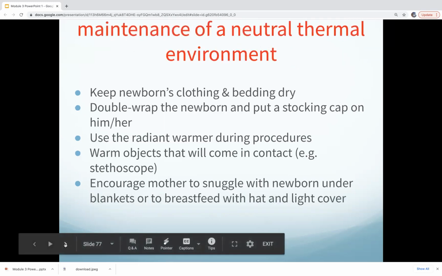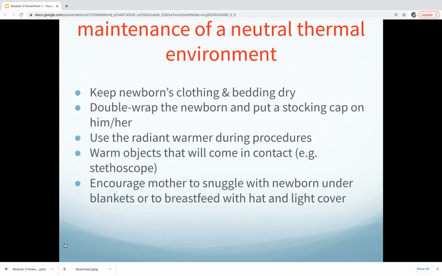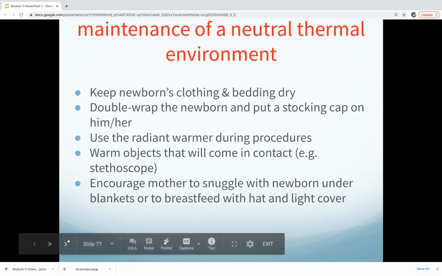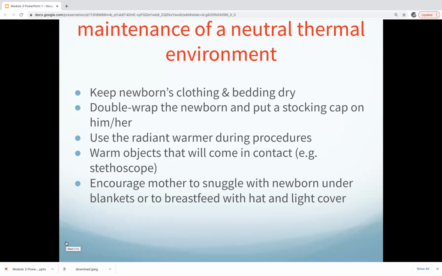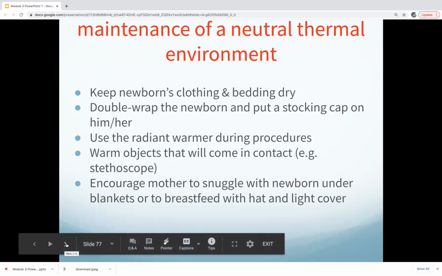Maintaining that normal, neutral thermal environment. I think we talked about that pretty much already, keeping that baby warm. So I won't go into it. But one thing I do want to mention, and this isn't just for newborns, I hope, when you guys do vital signs, I always warm my stethoscope up, whether I'm taking care of newborns, toddlers, kids, adults. I always warm that up before I put my stethoscope on someone.